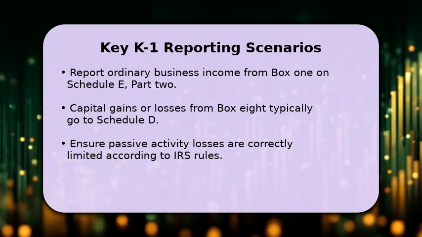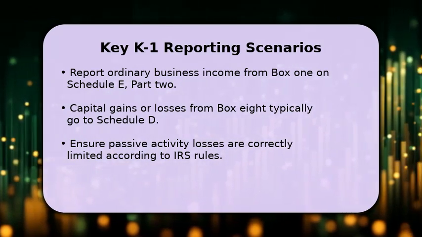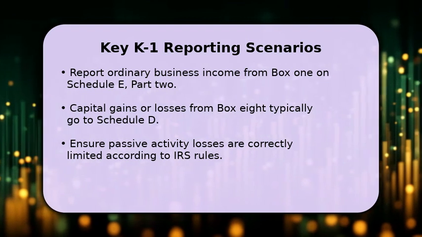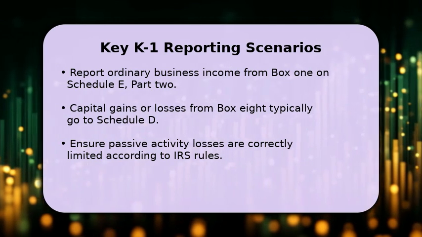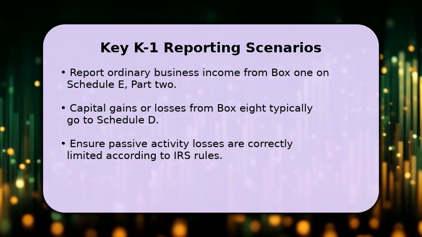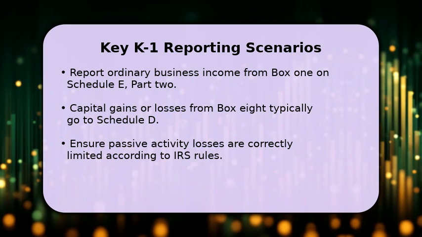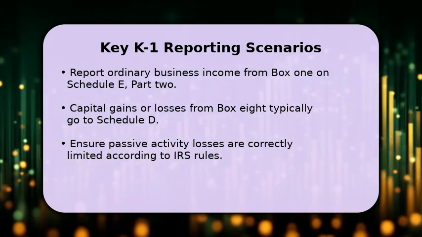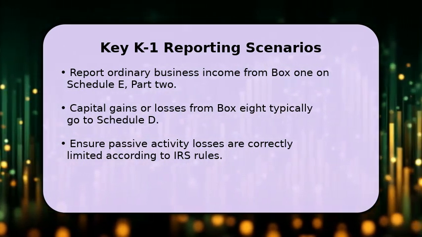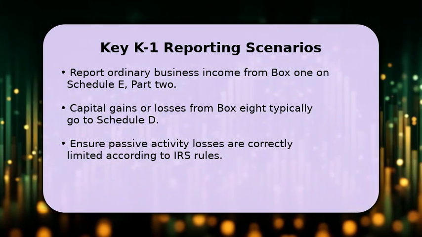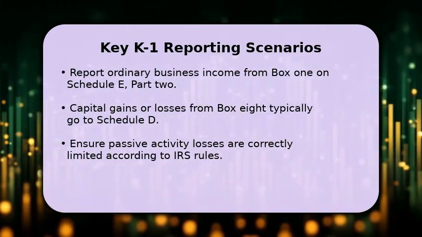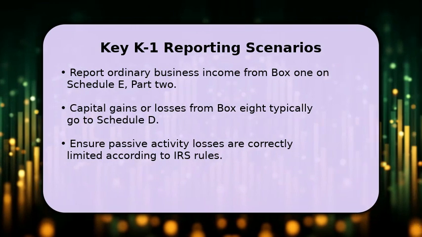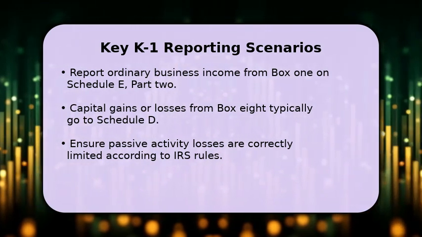Understanding common K-1 reporting scenarios is key. For instance, ordinary business income found in Box 1 is typically reported on Schedule E, Part 2. Capital gains or losses, usually found in Box 8, are generally transferred to Schedule D. Remember to correctly apply passive activity loss limitations, which can significantly impact your taxable income. Always consult the specific instructions for each box to ensure accurate reporting.